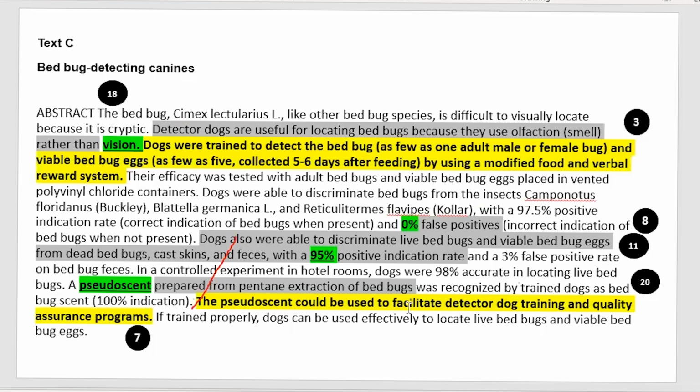In text C, it is clearly mentioned: dogs also were able to discriminate live bed bugs and viable bed bugs from dead bed bugs, caskins, and feces with a 95% positive indication rate. And 3% is the false positive indication rate. So you need to read the question clearly. I had seen some people answer 3%. So make sure that this is the correct answer by reading the text carefully.